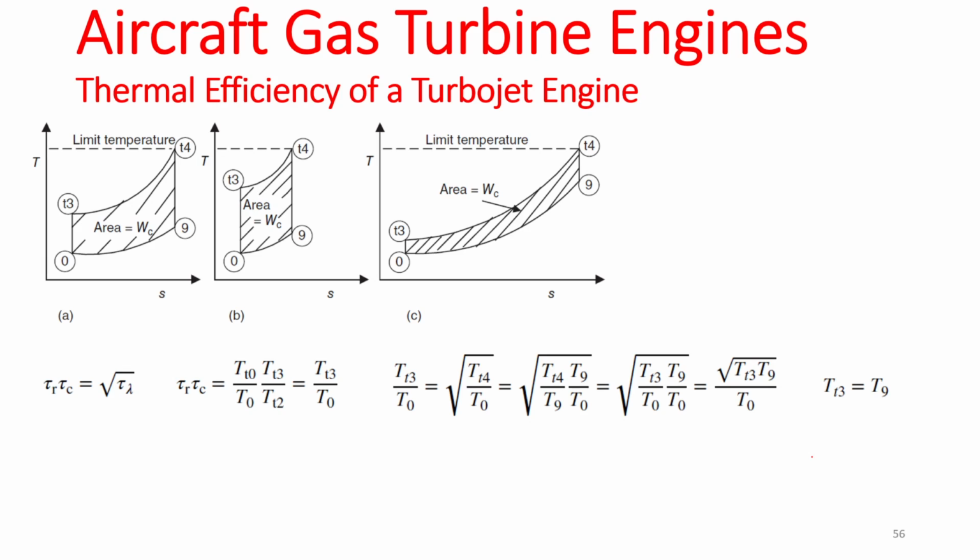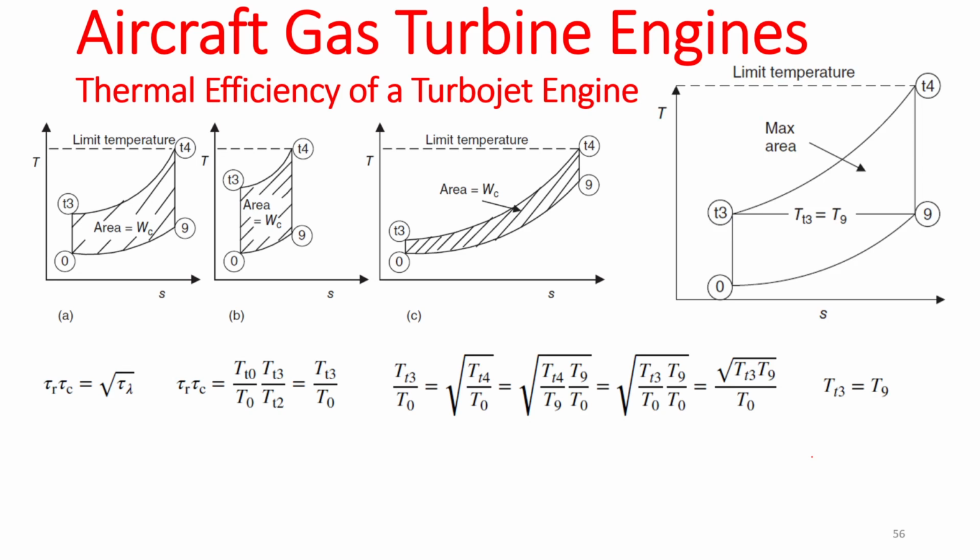What does it mean for the TS diagram? What does this mean for the TS diagram? It means that to get the maximum area, essentially, of a TS diagram, an ideal TS Brayton cycle, station 3 and station 9 must have the same temperature. That's the idea. Is this going to give you the maximum efficiency, though? No. But it is going to give us the maximum work, right?